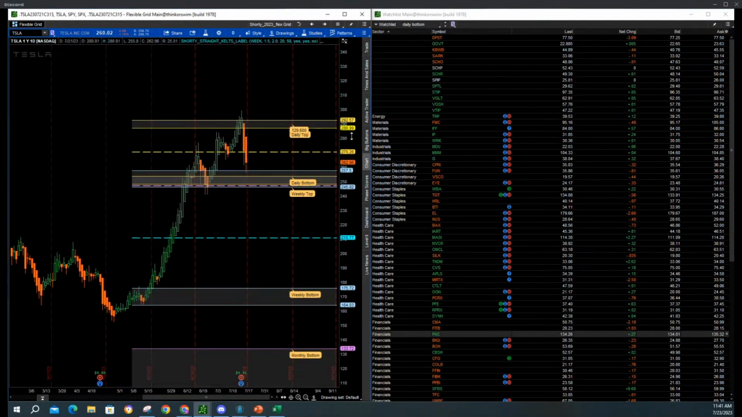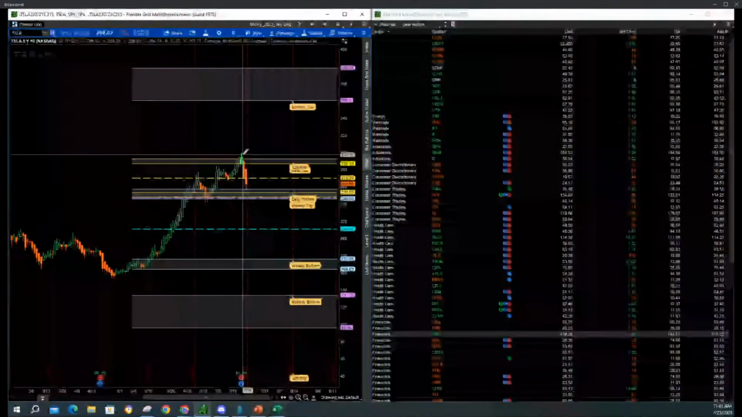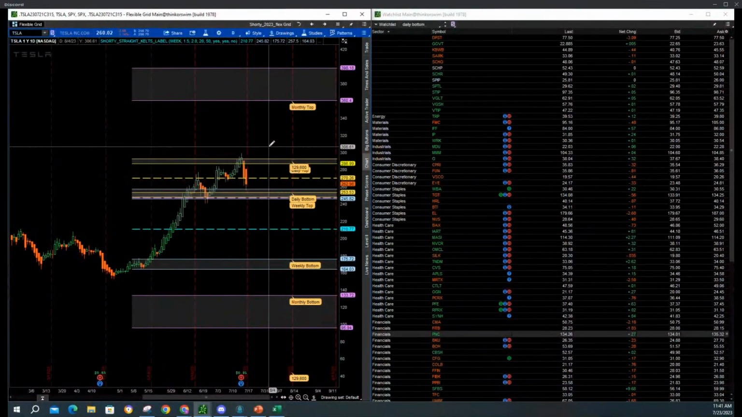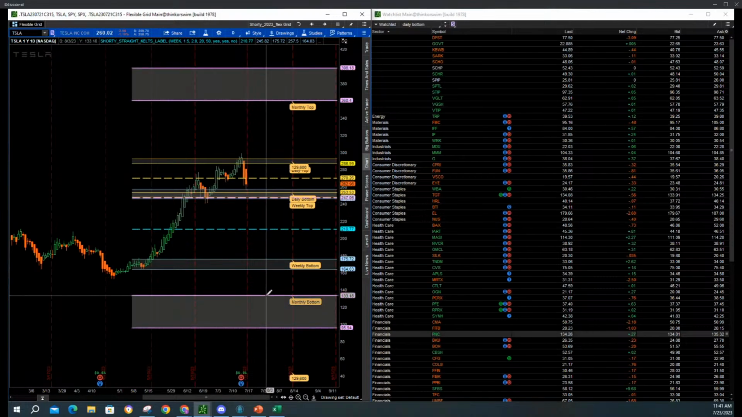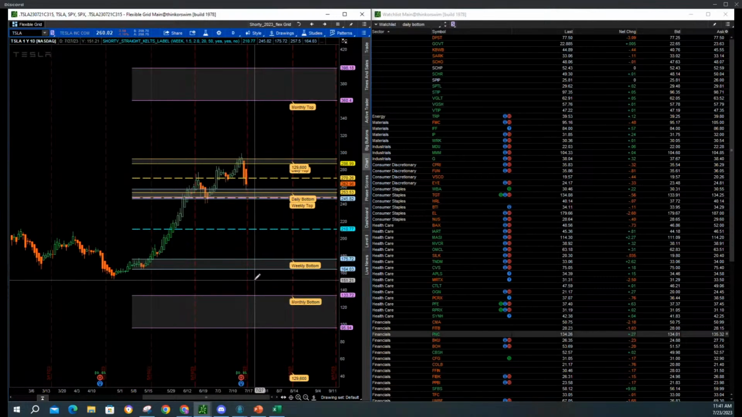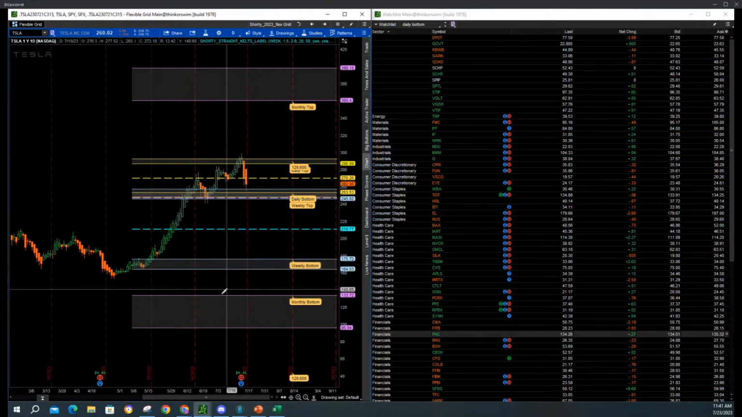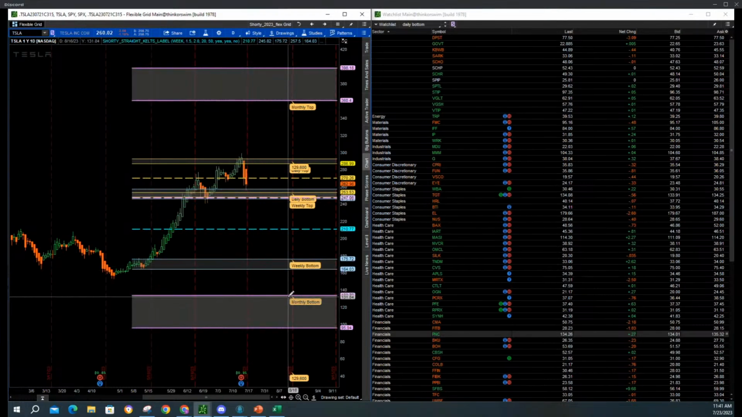Honestly, if they break over the 300, I think it was 303 that I had on my volume profile, they could run this to 360 right now. And if they lose this 245, they're going to 210, 175. I do think 133 is going to happen this year. So I would hold my cash for Tesla.